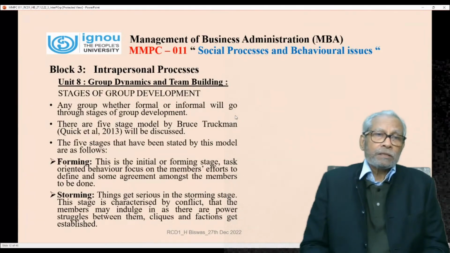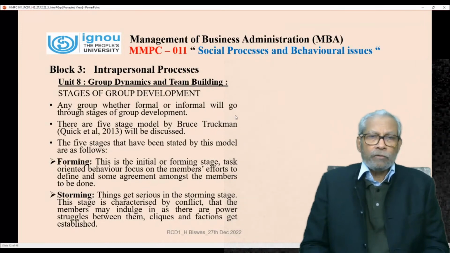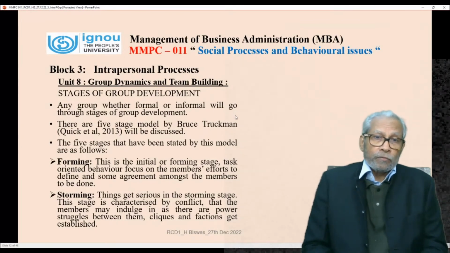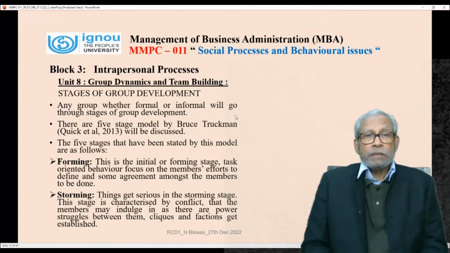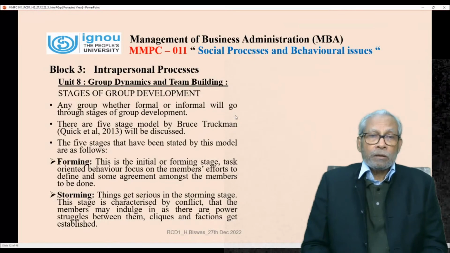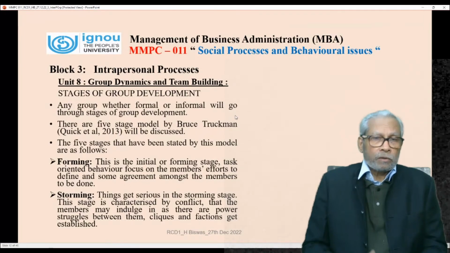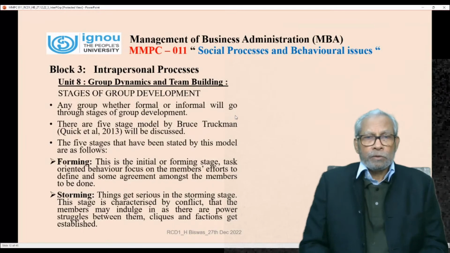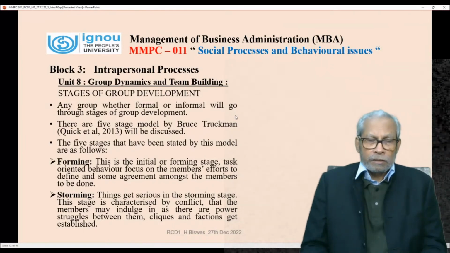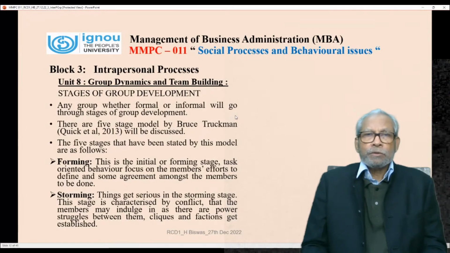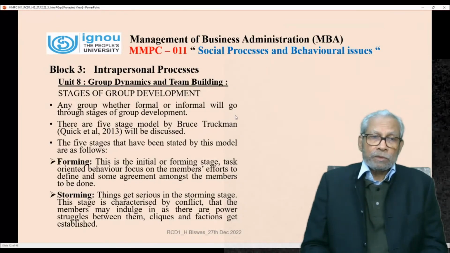One is forming. Basically, it is the initial stage when you are forming a group. Task-oriented behavior focuses on the members' efforts to define the work and reach some agreement among the members on what is to be done. You have to decide, okay, this is the role you have, this is your work, this is the task, these are the activities you have to do, distribute that responsibility, and take an agreement also. It means the acceptance of doing this work. So that is the forming stage.